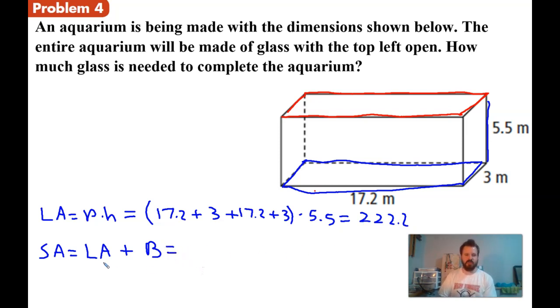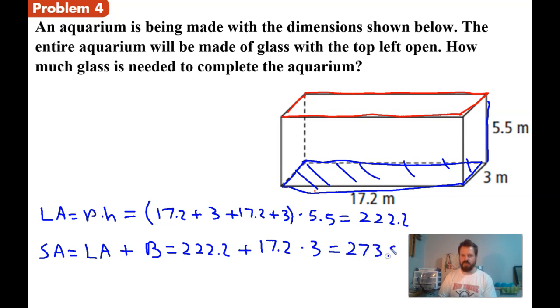Okay, and then surface area will be the lateral area, the 222.2, plus a single base in this case, because we're leaving the top open. So in other words, plus we could say 17.2 times 3. That'll give me the area of the bottom part. And when I add it all up, I end up with a 273.8. We can say meters squared.